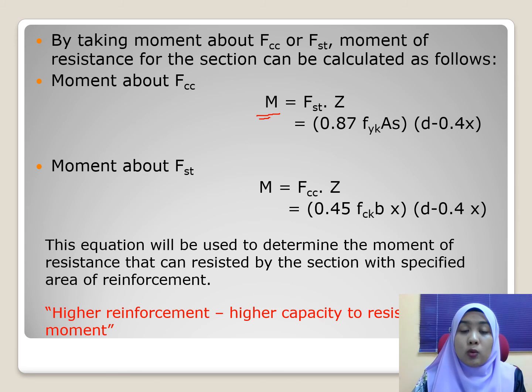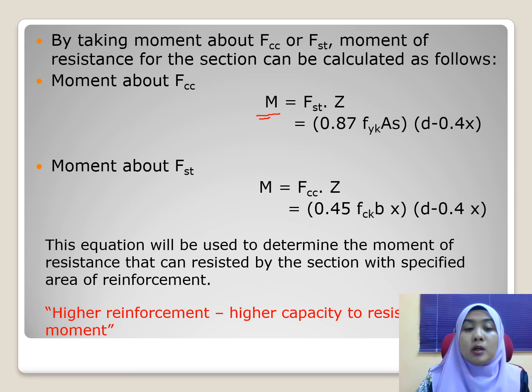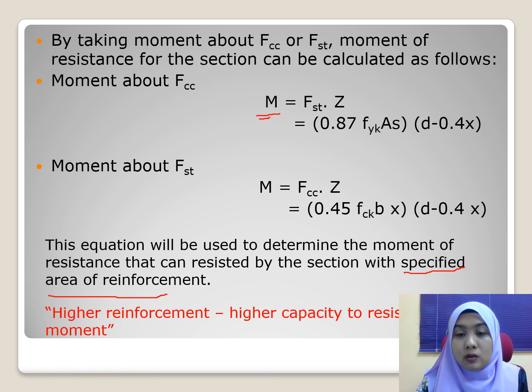So this equation will be used to determine the moment of resistance that can be resisted by the section with a specific area of reinforcement. Here we already know the number of bars that we are going to use, so we can predict the moment of resistance. Higher reinforcement gives higher capacity to resist moment. Higher capacity to resist moment means a higher load that the section can take.